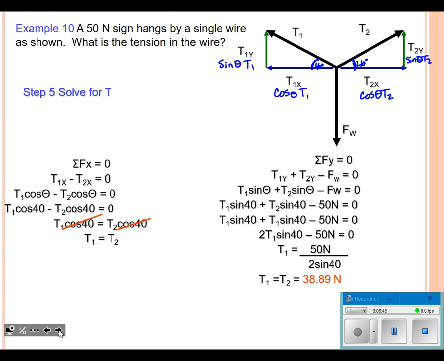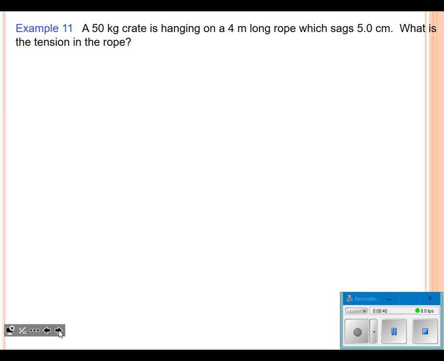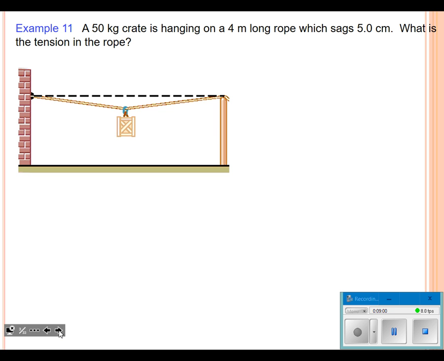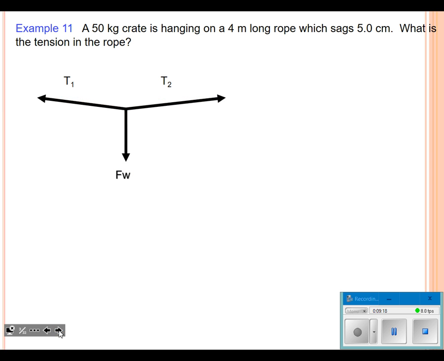Okay, let's move on. In example 11, I have a 50-kilogram crate which is hanging on a 4-meter long rope. That rope sags 5 centimeters. What is the tension in the rope? Again, sketch the picture, which I have in your notes for you. All right. And then the second part of our problem-solving strategy is to go ahead and draw a free body diagram, which you can draw separately or on the picture. I'm not picky, whatever works for you. Then we are supposed to fill in our components. So we have T1x and T2x and T1y and T2y.